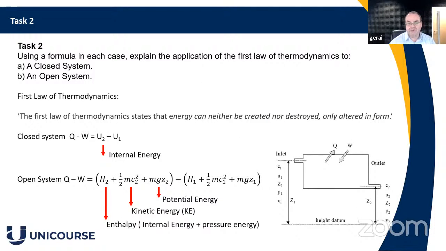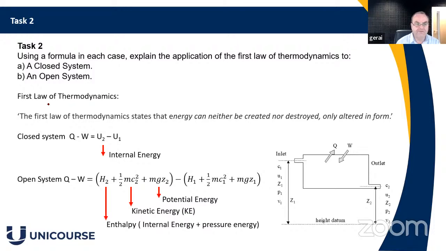Right, so that brings us on to task 2. And you're asked there, and I think it's a bit premature to ask this question, but we have to go down this route. So using a formula in each case, explain the application of the first law of thermodynamics to a closed system and to an open system.